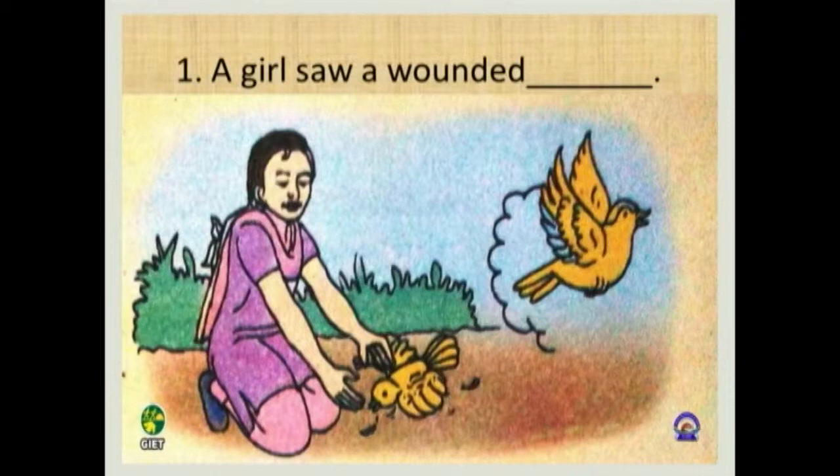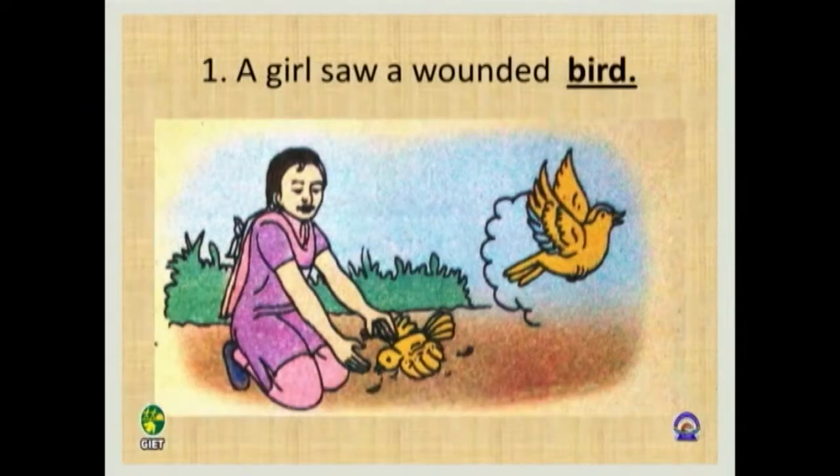Is it a wounded animal? Or is it a wounded man? And think about it. What do you see in the picture? Yes, you are right. A girl saw a wounded bird. So the correct answer is bird. Write down the answer in the blank.